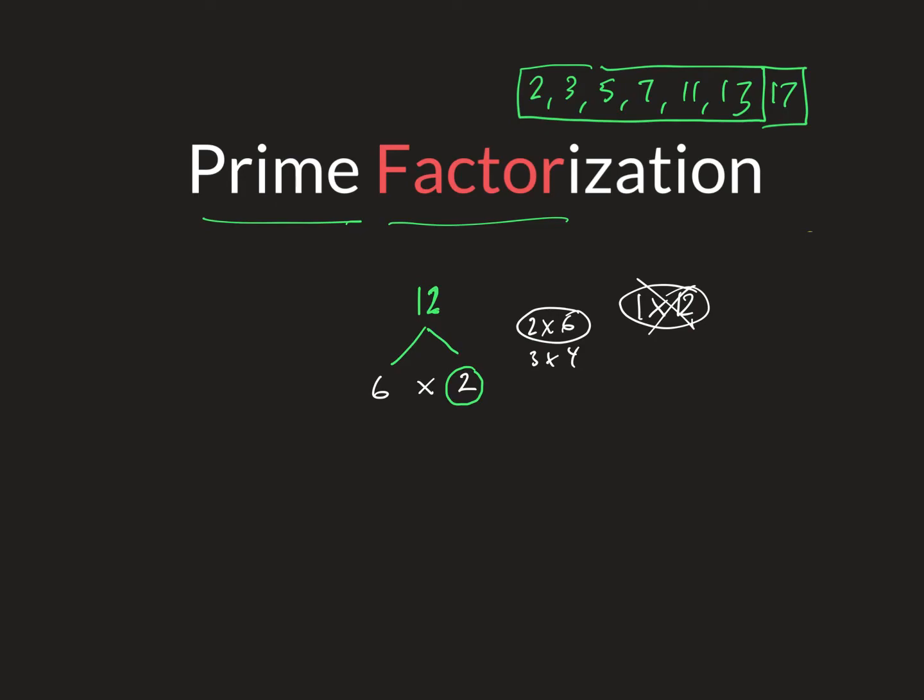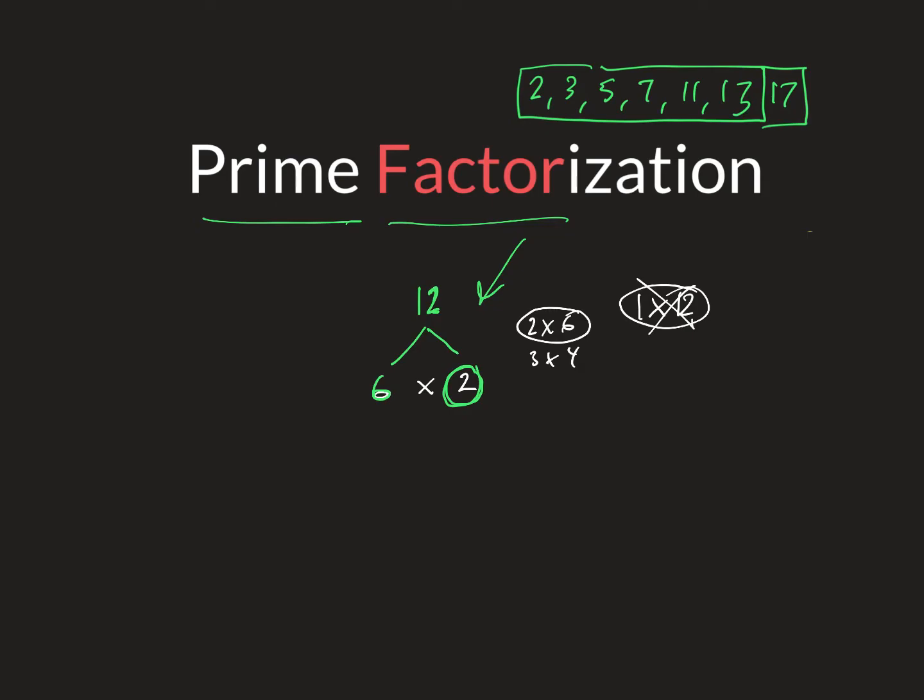Memorize those and you're in good shape. Okay, one more time. 2, 3, 5, 7, 11, 13, 17. All right, so we know that 2, let's come back to our problem here. 2 is prime, so we circle it. We're done with 2. Now we look at 6.